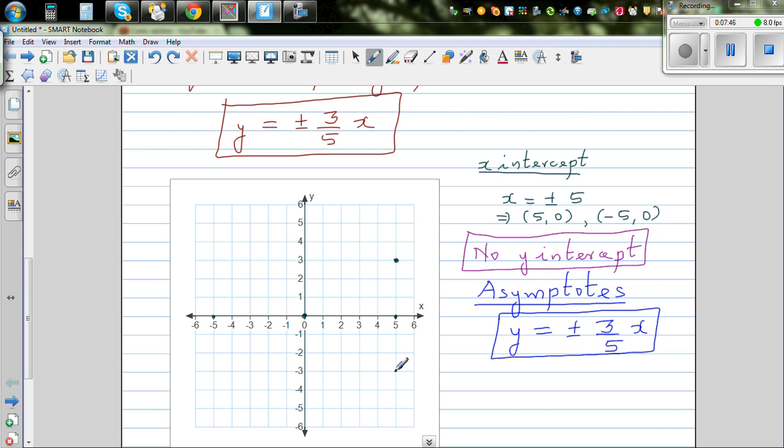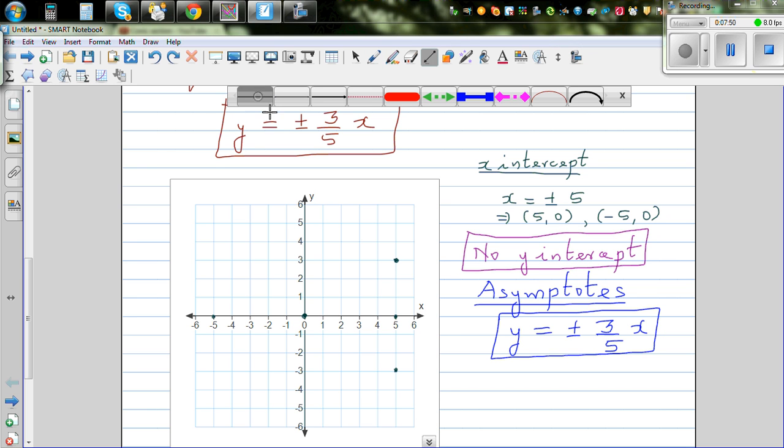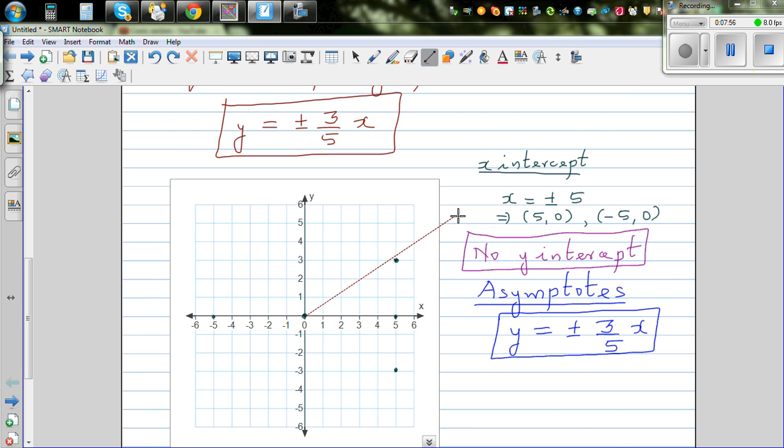So let's draw the asymptotes first. The asymptote is a line, so let me draw a dotted line for the asymptote. Generally you draw a dotted line for an asymptote. Let me draw a huge line here. So this is one asymptote, and this is the other asymptote.